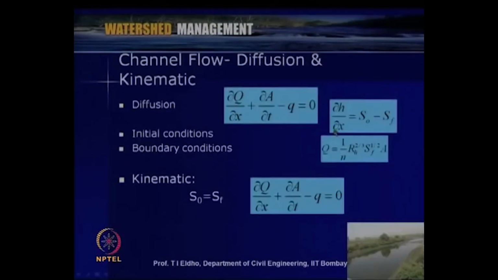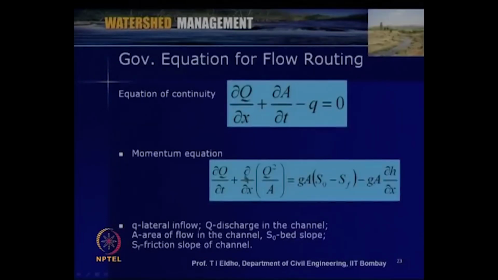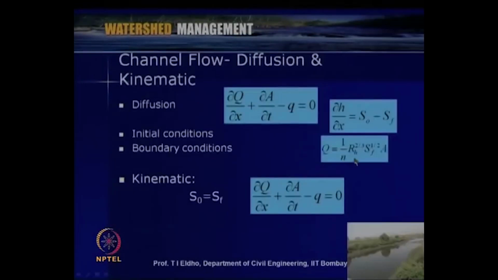In the literature we can see two kinds of approximations. One is the so-called diffusion wave approximation, and the second is the so-called kinematic wave approximation. In both of these approximations the continuity equation is the same. In the diffusion wave approach, the dynamic momentum equation is considered only like this, where del h by del x is equal to S0 minus SF, where S0 is the bed slope and SF is the energy slope, which we can identify by using Manning's equation.